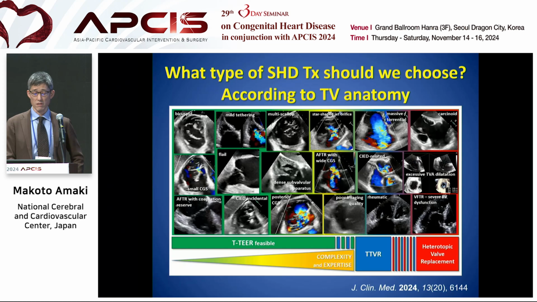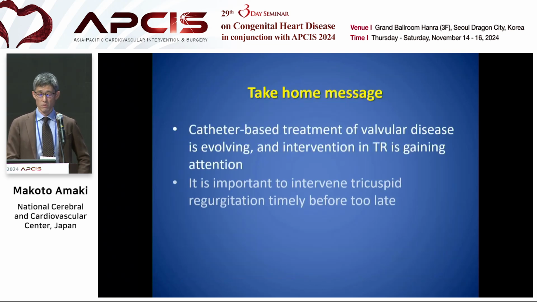Lastly, what kind of structural heart disease treatment should be chosen according to the anatomy? Most of the patients can be treated with TEER, but some patients with an enlarged annulus or CIED-related patients have to have TTVR. So the take-home message is this.